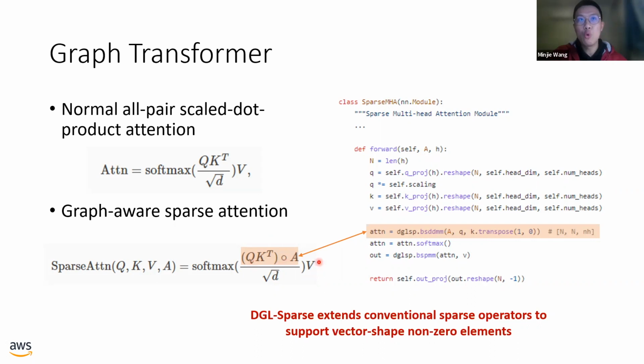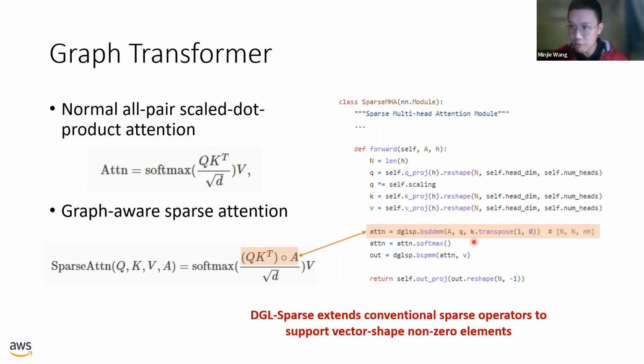In DGL, we provide an operation to support this. In the HPC domain, this is called the sampled dense-dense matrix multiply operator, and that's why we use the same name, SDDMM, here. DGL Sparse provides this operator to support them with Q and K transposition and A as well. The nice thing about this operator is that, first of all, it supports edge weights that go beyond scalar. It supports vector-shaped edge weights.